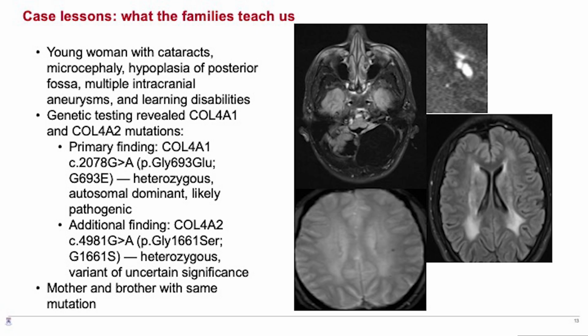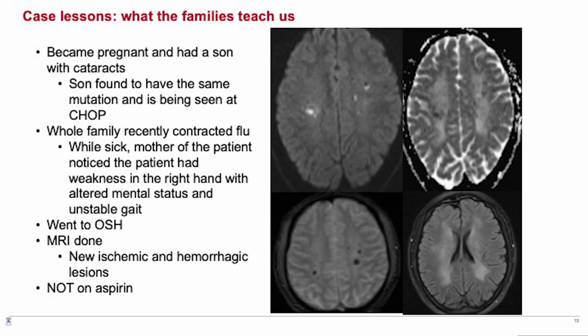Her genetic testing revealed both COL4A1 and COL4A2 mutations. The primary finding was the COL4A1, which was her pathogenic variant, and COL4A2 was a variant of uncertain significance. Her mother and brother have the same mutation. She became pregnant and had a son who has cataracts, and the son was found to have the same mutation and is being seen at CHOP, potentially by some of my colleagues here in this room.